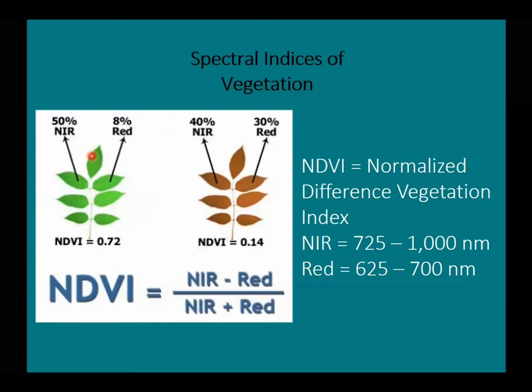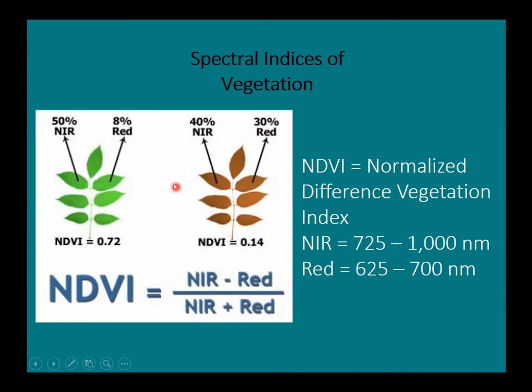And so this is just an example here. We've got green vegetation. It's reflecting high in the near infrared. It's reflecting very low in the red, and your NDVI is 0.72. If you've got browning vegetation here, it is reflecting somewhat less in the near infrared, but reflecting quite a bit more in the red because it's not photosynthesizing necessarily, and you get an NDVI of 0.14. So you can see the difference.